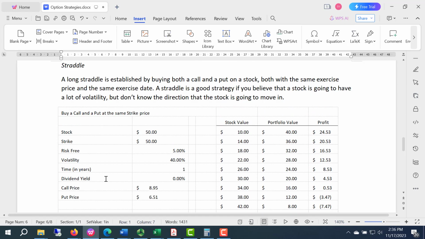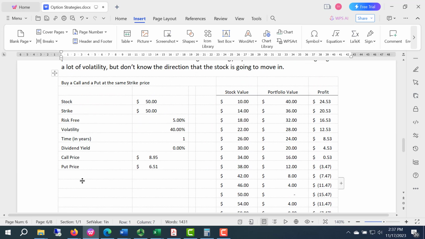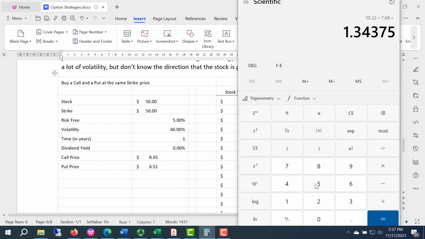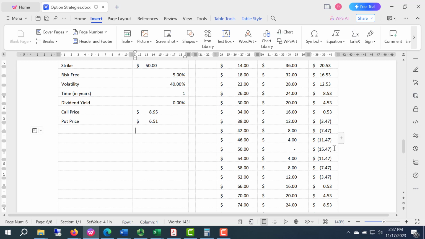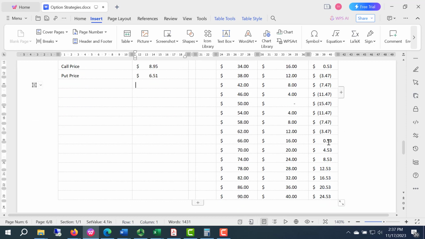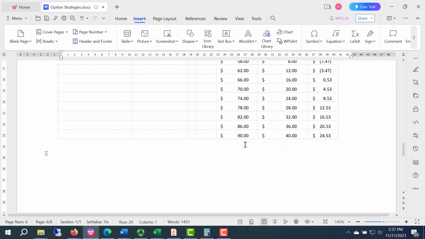In our situation up here, let's say the stock price drops to $30. The cost of my strategy here would be the cost of buying a call option plus buying a put option. So the total cost of this strategy is $15.46. And this is rounded just a little bit, by a penny, the outcomes here in my table. But the cost of my strategy is $15.46.